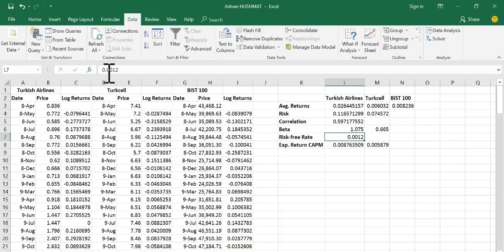So let's make it 1.2%. Okay, so 1.2% is our risk-free rate of return. So 0.02. Okay, so this is how you calculate your CAPM. So you can use this risk-free rate of return in your assignments.